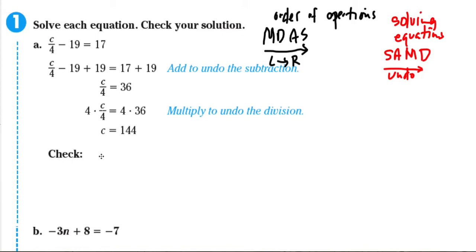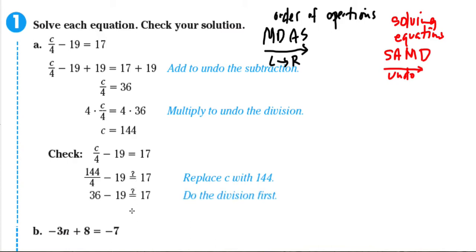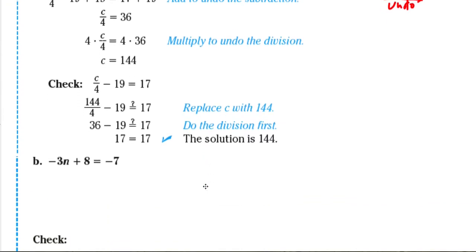And if we want to check our answer, we simply substitute 144 into the original equation. Okay, and 144 over 4 minus 19, is it equal to 17? Yes, it will. So in our check, if you notice, we are doing the order of operations now, multiply and divide before we add or subtract. Okay, so the solution is 144.